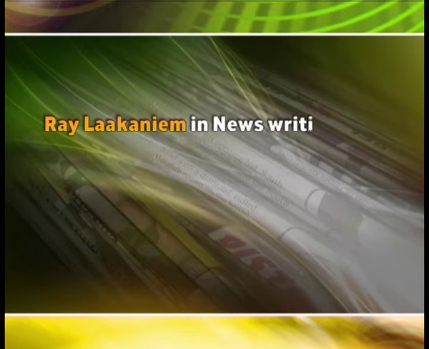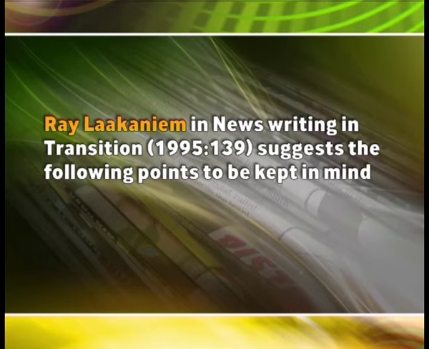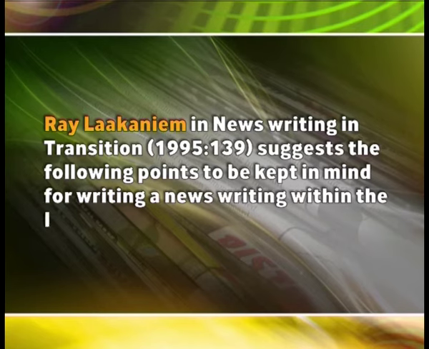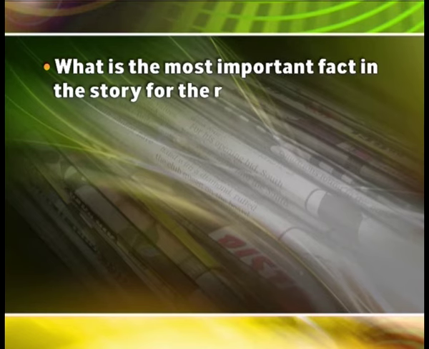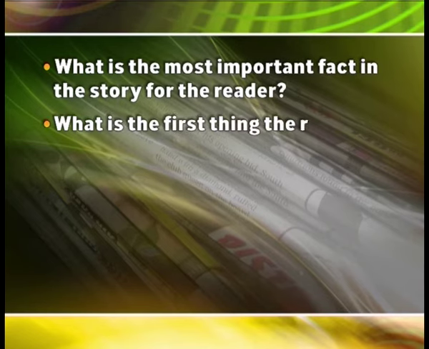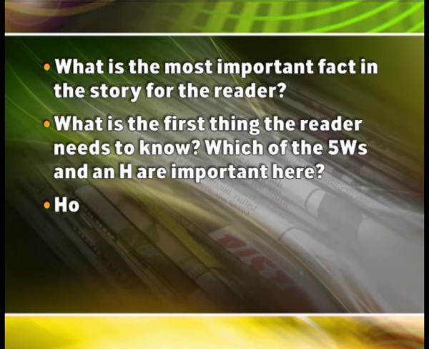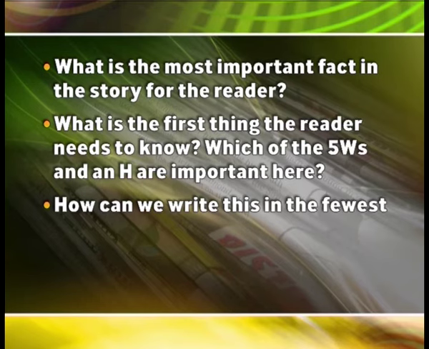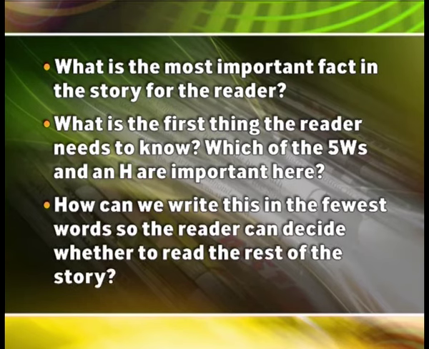Ray Lacaniemi, in News Writing in Transition, 1995, suggests the following points to be kept in mind for writing a news story within the inverted pyramid framework. What is the most important fact in the story for the reader? What is the first thing that the reader needs to know? Which of the 5 W's and an H are important here? How can we write this in the fewest words so the reader can decide whether to read the rest of the story?